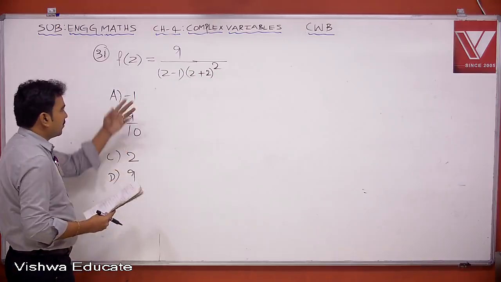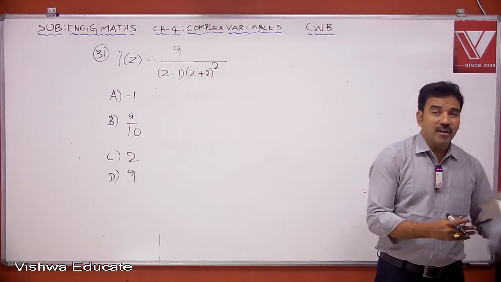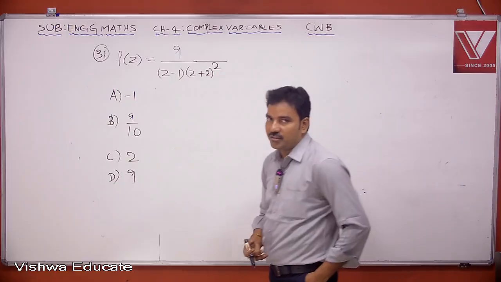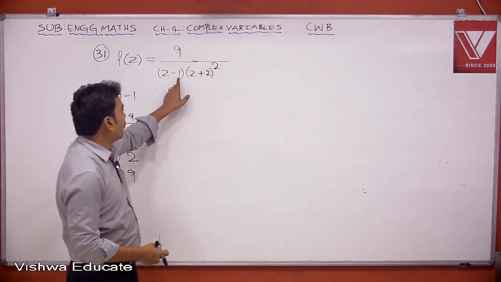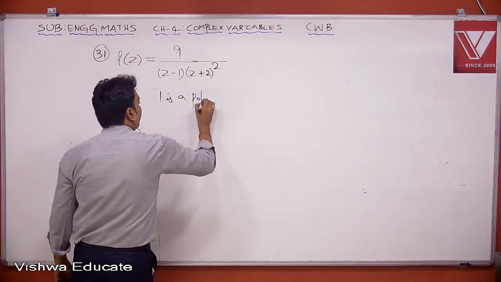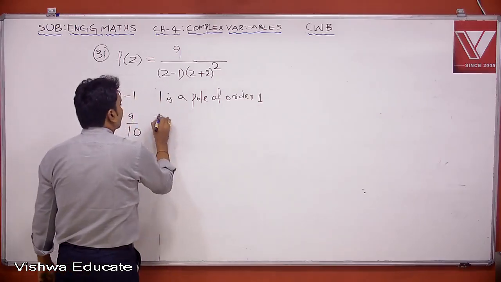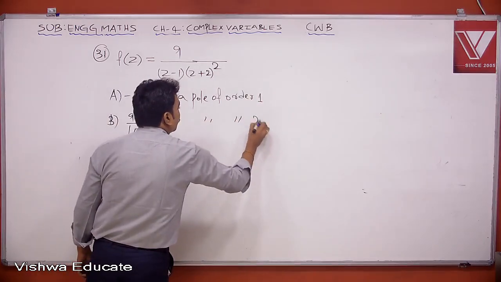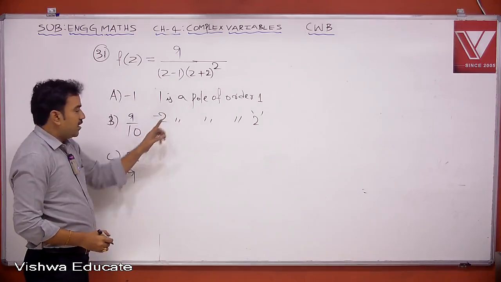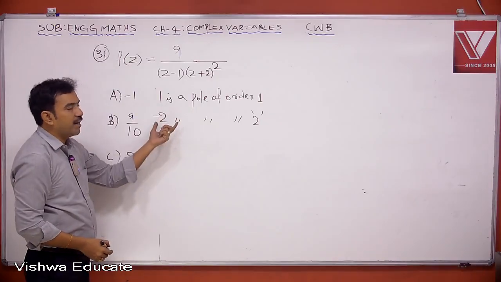So let us try to find. Here the point is, they did not mention at what point we need to find residue. So that is our job to find the residue. First find the residue at 1. 1 is a pole of order 1, simple pole. Minus 2 is a pole of order 2. So first let us find residue at 1. If that answer is available in the options, you can opt it. Otherwise, you need to find residue at minus 2.